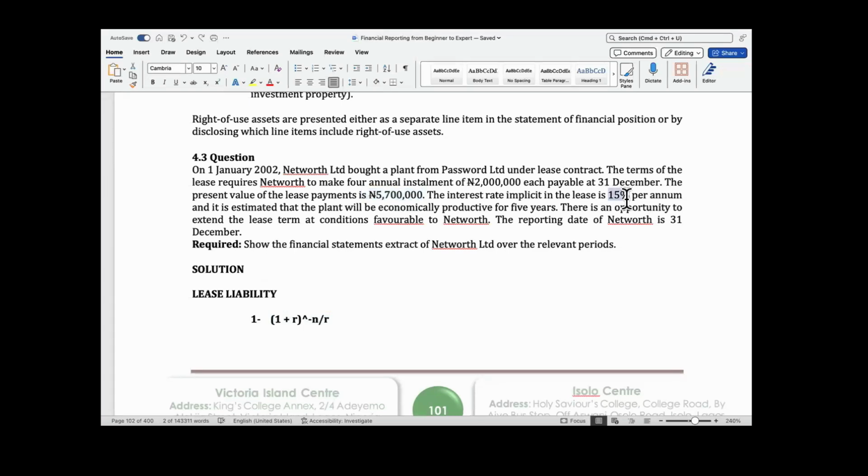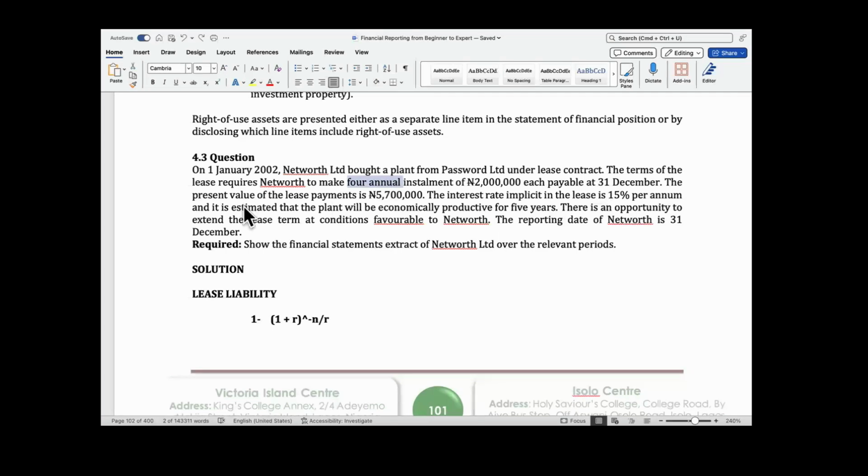We're given the discount rate of 15%. We're given the useful life of the asset of 5 years. I can see that the lease time here is 4 years because this guy is paying for 4 years.